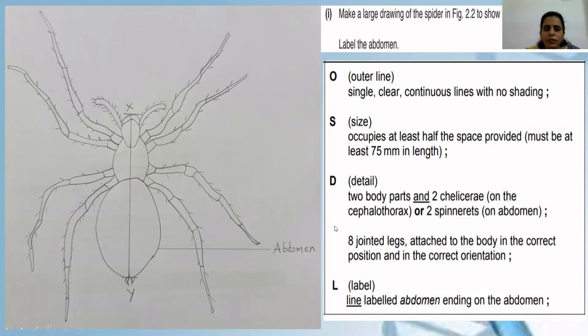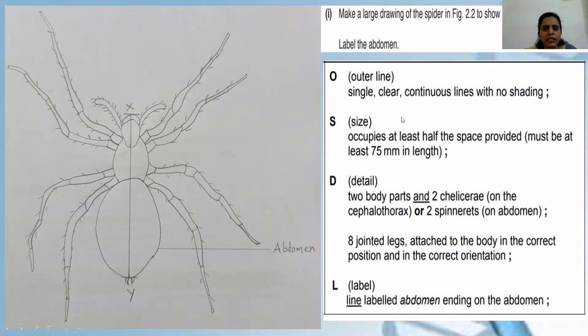Next is details. When we talk about details, how many pairs of legs were given? 4 pairs, 8 legs were given in the original picture. So 8 jointed legs are attached to the body in the correct position and in correct orientation. If the person has made all 8 legs, the person will get marks. Detail holds 2 marks. This entire question was for 5 marks: 1 mark for outline, 1 for size, 2 marks for details and 1 mark for labeling.